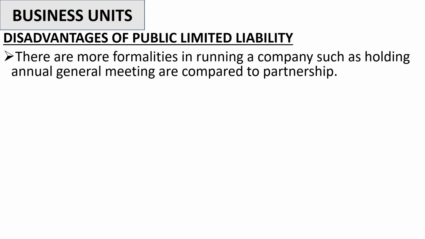What about disadvantages? So the first disadvantage is there are more formalities in running a company, such as holding an annual general meeting, as compared to a partnership or sole trade. For a public limited company, it's by law that they should have an AGM. AGM is annual general meeting. So all this has to be done. Even when you don't feel like it, it has to be done. So there are more formalities, hence it's a bit more complicated as compared to a partnership or sole trade.